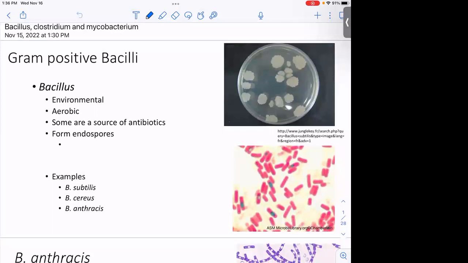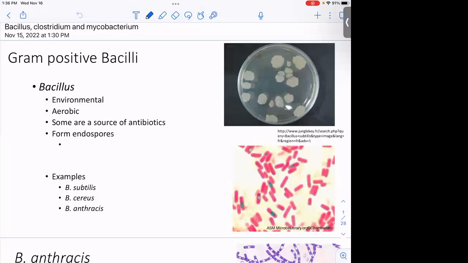So let's move on to, we did the gram-positive cocci, staph and strep. Let's move on to a couple of interesting gram-positive bacilli. So gram-positive bacilli, we mostly think of Bacillus and Clostridium as being the most common ones, the two major genera.